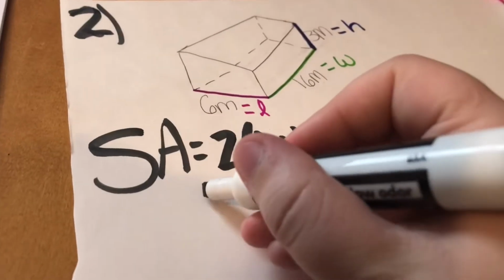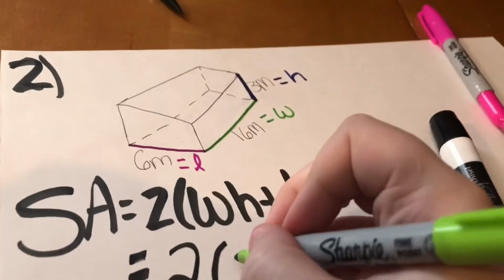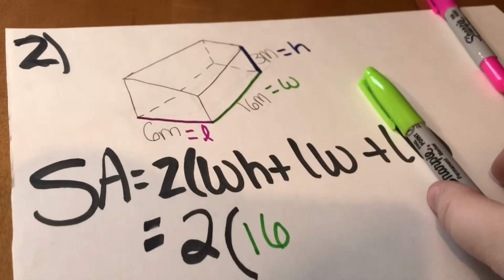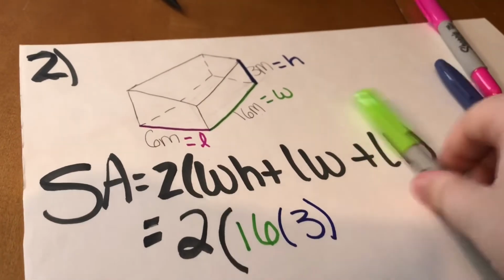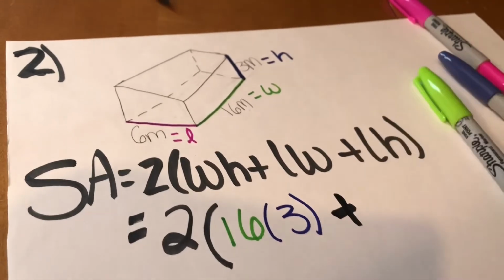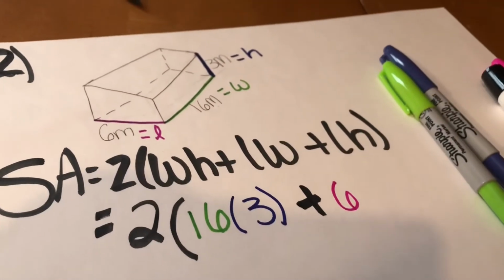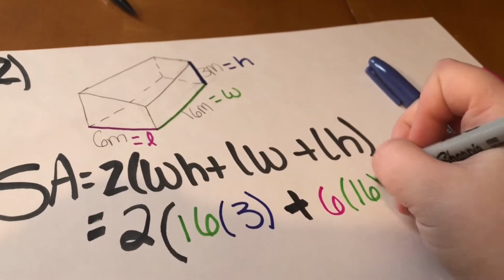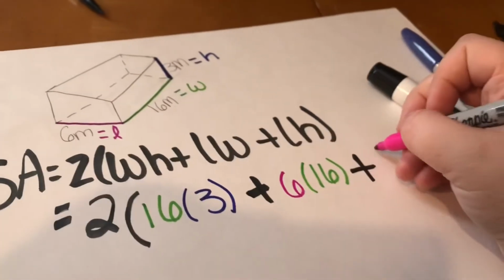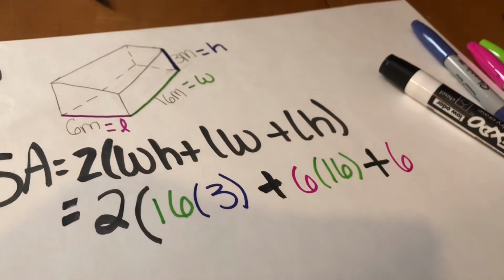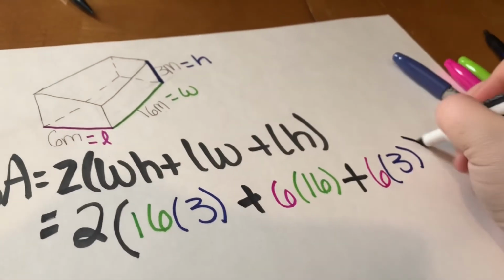So we have A is equal to 2 times our width, which is 16, our height is 3, plus our length, which is 6, times our width, which is 16, plus our length, which is 6, times our height, which is 3. We're going to go ahead and end that parentheses right there.